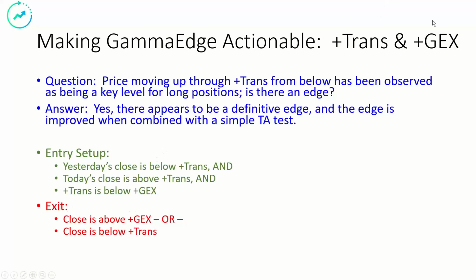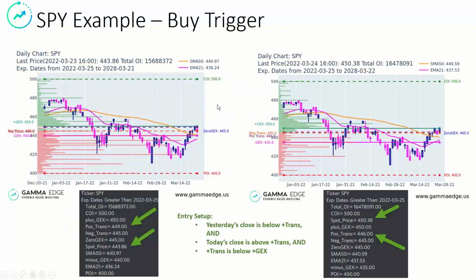The exit criteria when you hit your target is very straightforward. The close is above positive gamma, and you'll see that here on a chart on the next slide. Or the close is below PTRANS. If we have a failure here in positive transition and the spot price or the close actually goes below that into the close, we want to make sure we get out of the trade, and this is the fail safe to do that. So when you get into the Discord, you can run chart commands as well as text commands, and this is the output from those.